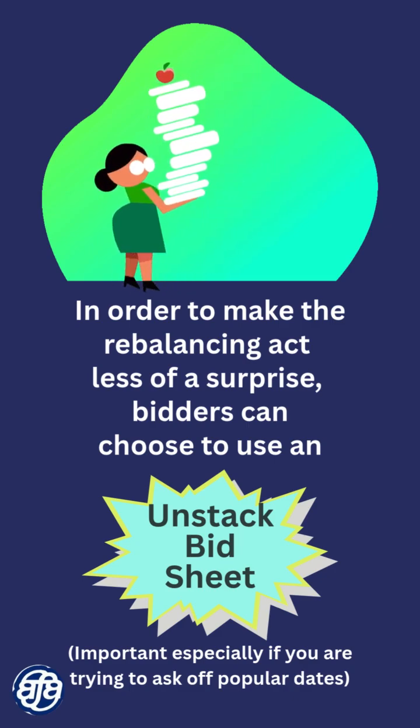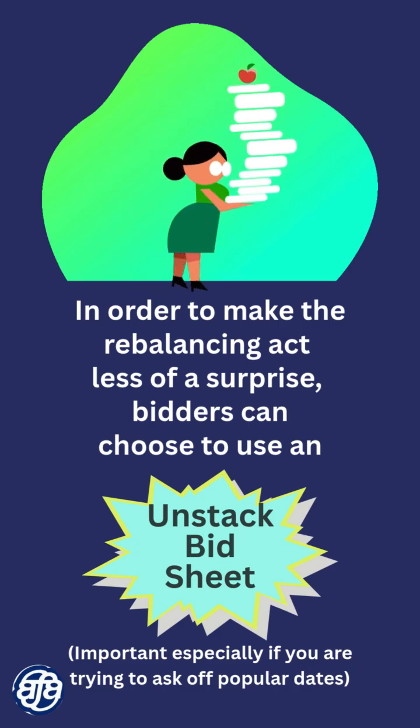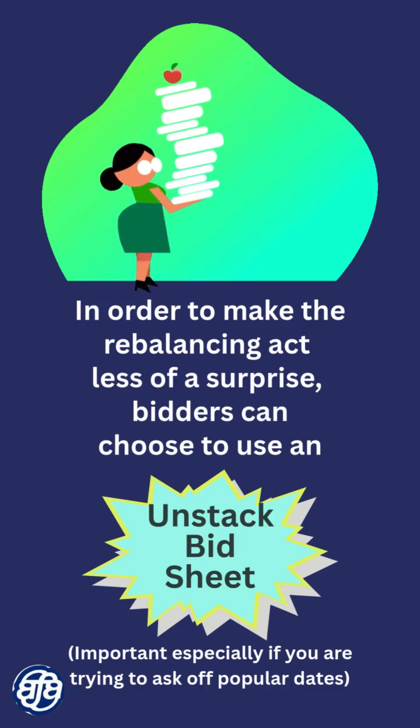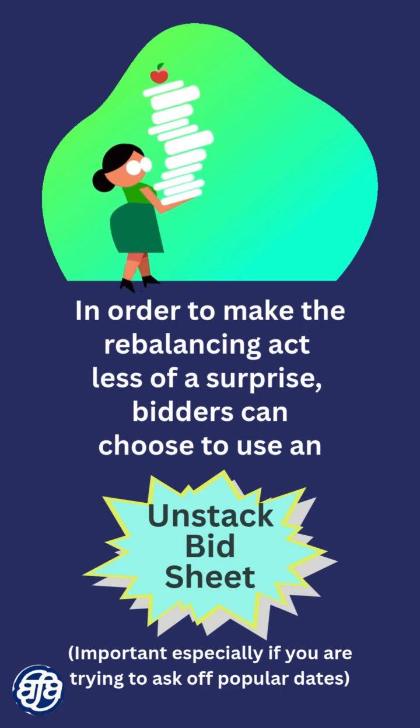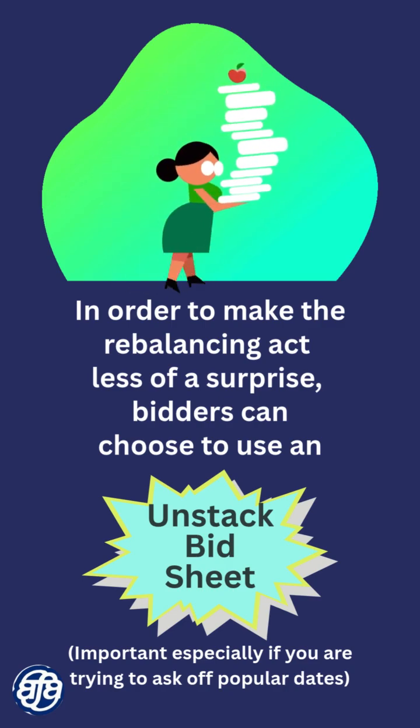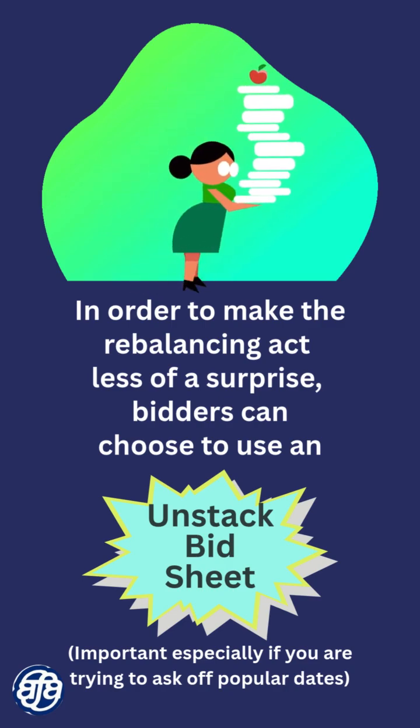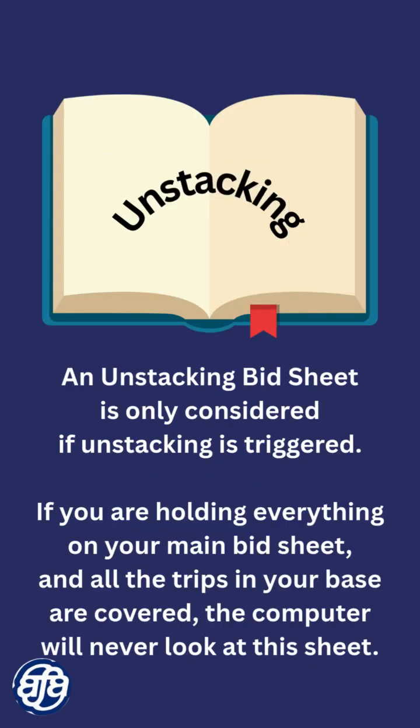In order to make the rebalancing act of unstacking a bit less of a surprise, bidders can choose to use an unstacked bid sheet. This is especially important if you are trying to ask off popular dates that others are likely trying to ask off as well. Just remember that it's never a bad thing to use an unstacked bid sheet because your unstacking bid sheet is only considered if unstacking is triggered at your seniority. If you are holding everything on your main bid sheet and all the trips in your base are being covered naturally, the computer will never look at this sheet.